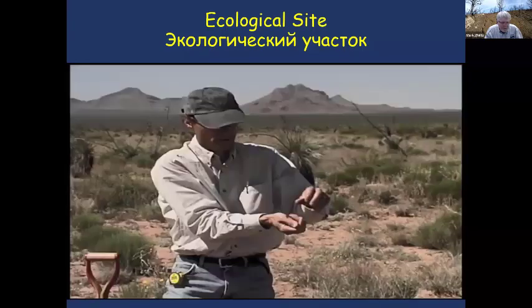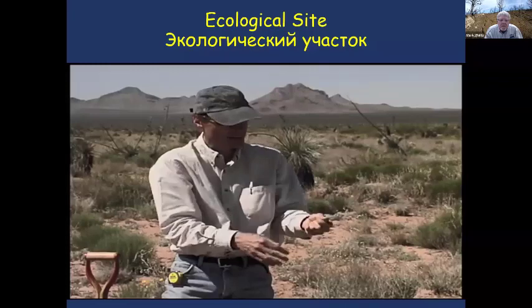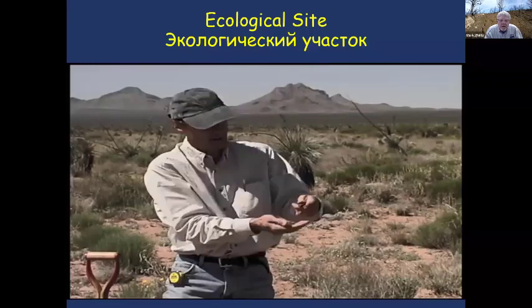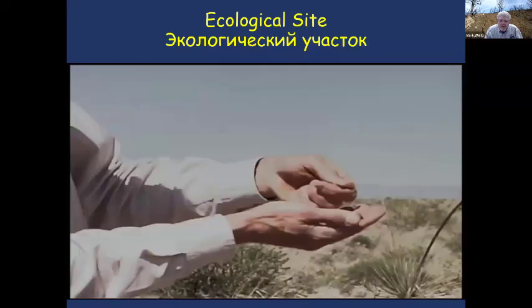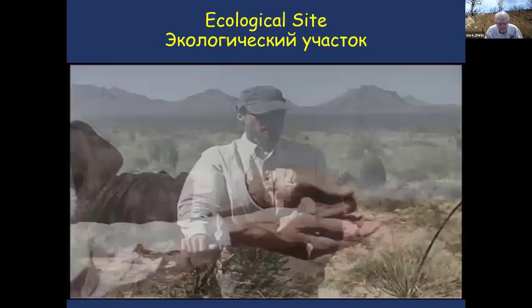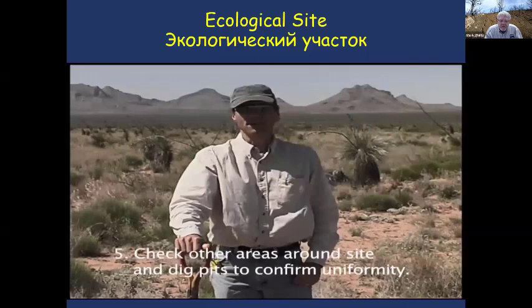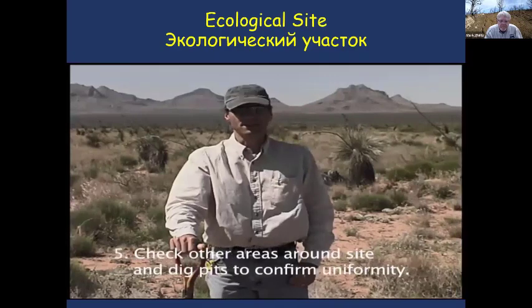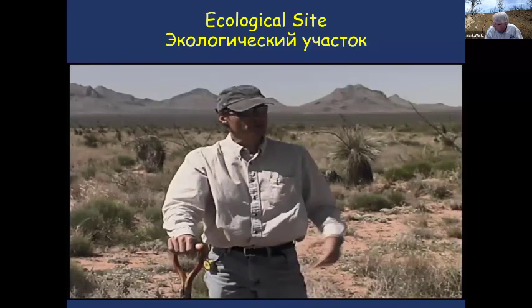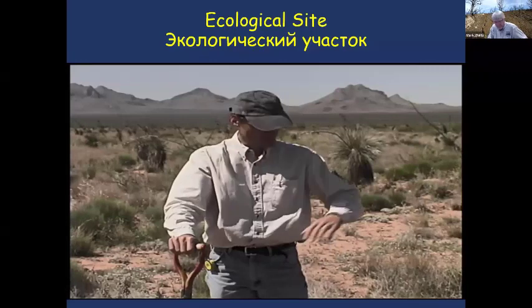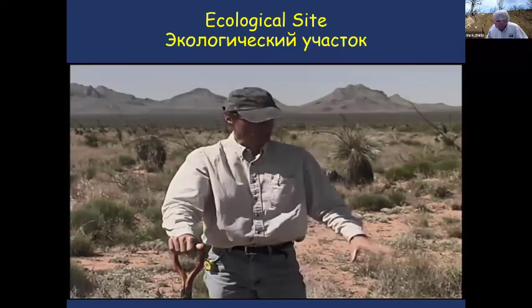If I've been able to make a ball out of it, the next step then is I try to make a ribbon out of it. Well, this won't make a ribbon at all. This is almost like a beach sand. The next thing I'm going to want to do is just check at least one or two other pits within this site, and make sure that this is fairly uniform throughout the site, that this wasn't just an anomaly that I happened to hit.